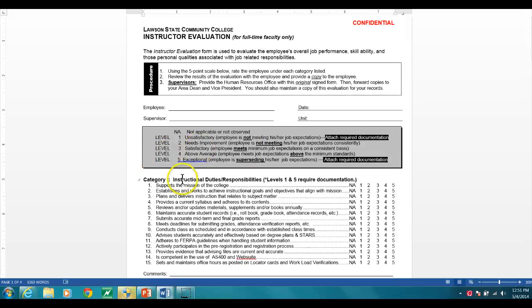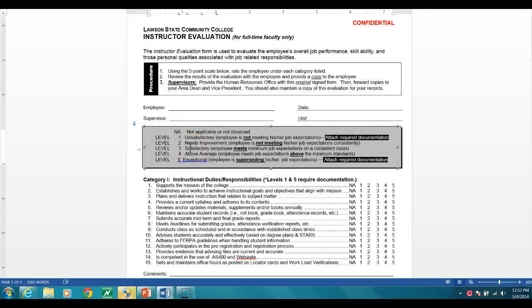We have 5 levels of how you're evaluated on a particular item or category. And level 1 is unsatisfactory, meaning the employee is not meeting his or her job expectations. But notice that before someone can rank you at a level 1, they have to attach documentation. It can't just be some type of subjective commentary or position. The supervisor must attach some type of documentation as to why you or anyone is unsatisfactory. If it's needing improvement, which is a different ranking altogether, then that's a ranking of 2, no documentation is needed.